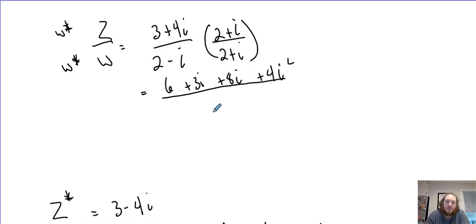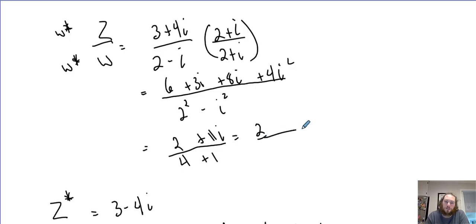And again, this is the difference of squares. So we get 2 squared minus i squared. All right, so we're going to simplify this a little bit. So we get 6 plus, well, I'll even simplify it further here. We know that i squared is negative 1. So 4 times negative 1 is negative 4. So 6 plus negative 4 is 2. And 3i plus 8i is 11i. And 2 squared is 4, and i squared is negative 1, so plus 1. So we get 2 plus 11i over 5. And that's it.